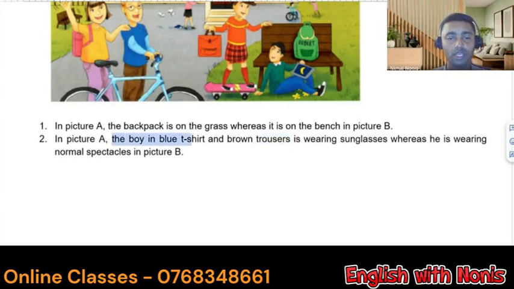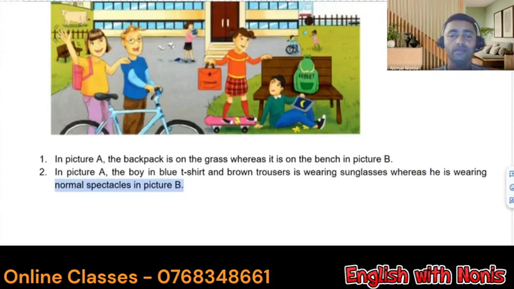Then, the boy in blue t-shirt and brown trousers is wearing sunglasses. So this is one sentence. Clear now? The boy in blue t-shirt and brown trousers is wearing sunglasses. So we are going to tell the difference. When you want to tell the difference, you can put whereas or else you can say but. Both are okay. Whereas he is wearing normal spectacles in picture B. So that's how you write the differences.